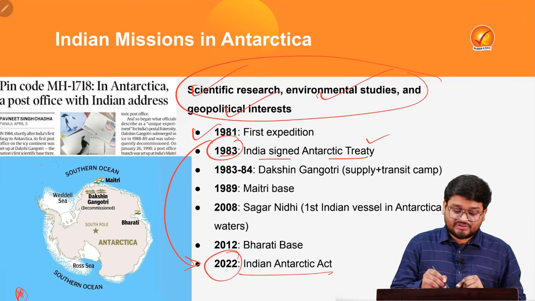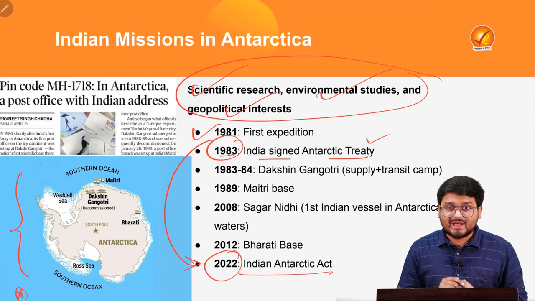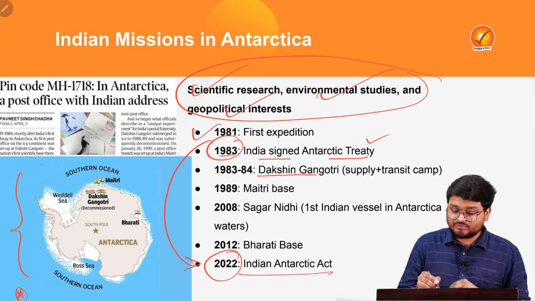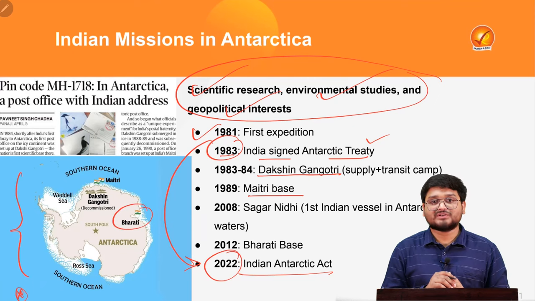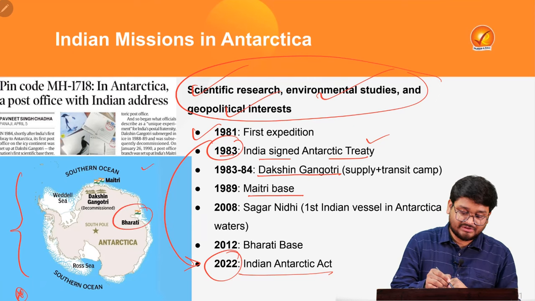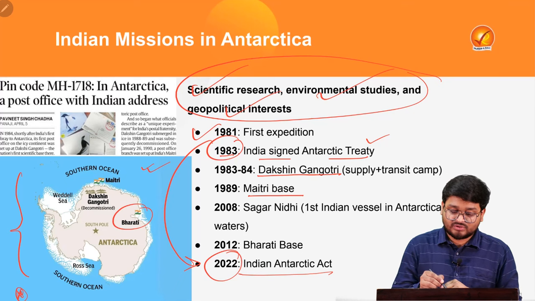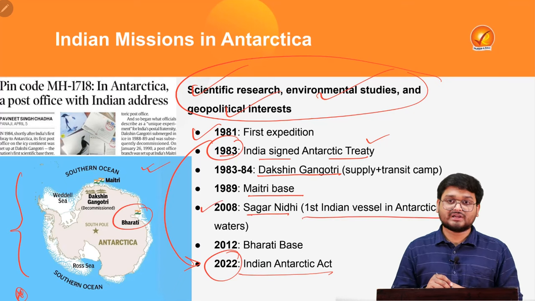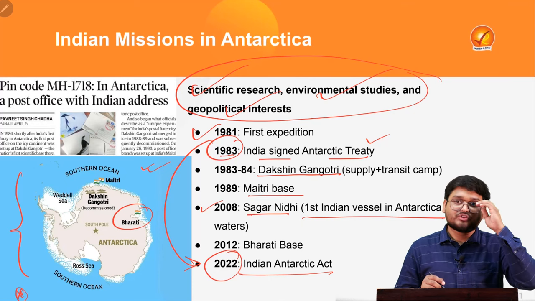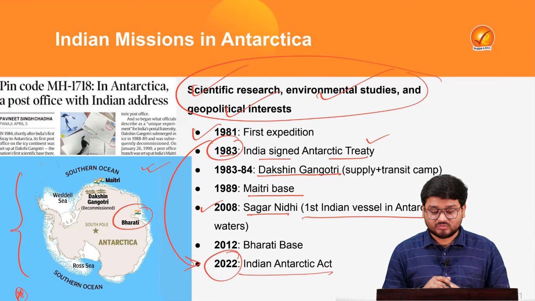The main aspect of this article is with respect to the mapping aspect here, mainly with respect to Dakshin Gangotri, Maitri and the Bharti missions which are located in Antarctica. As you can see here, these are projected on the map. And in 2008, Sagar Nidhi was the very first Indian vessel in Antarctic waters. Right, so these are all the important maps that you need to know.